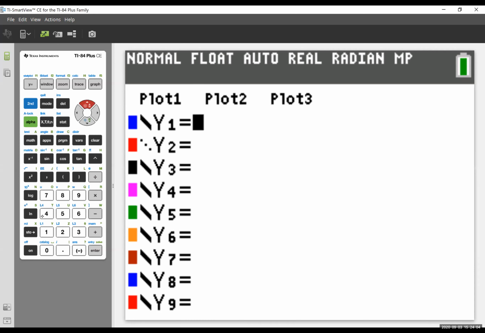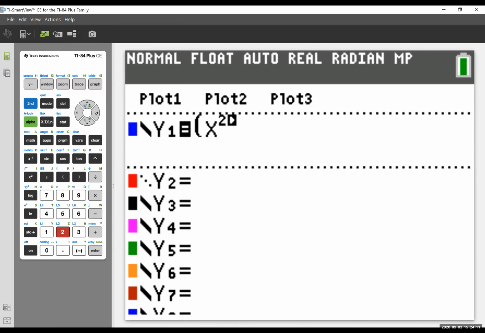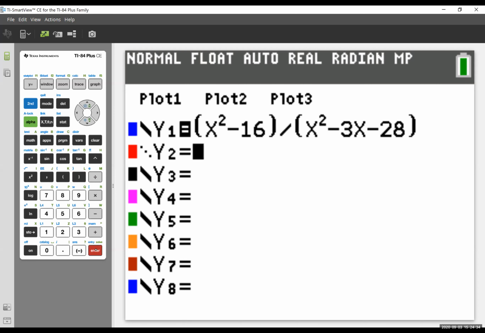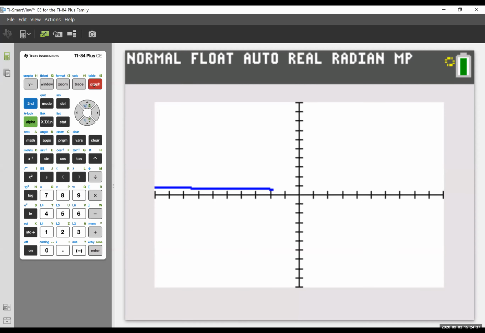So again, when you enter rational functions into your function editor, the numerator is always enclosed in parentheses. So I believe it's x squared minus 16 divided by, that's the fraction bar in the sense, open up a parenthesis. We're going to have x squared, and I believe, I'm going to check one more time, x squared minus 3x minus 28. So now what we have is our function. I'll press enter, and we can graph it.